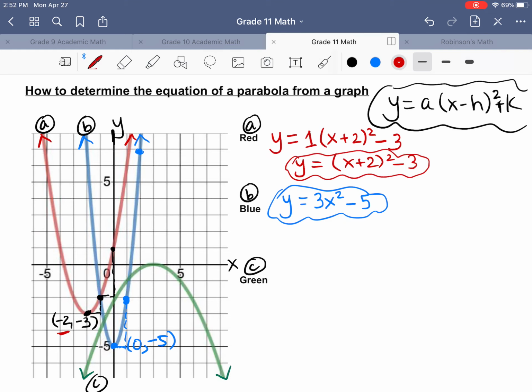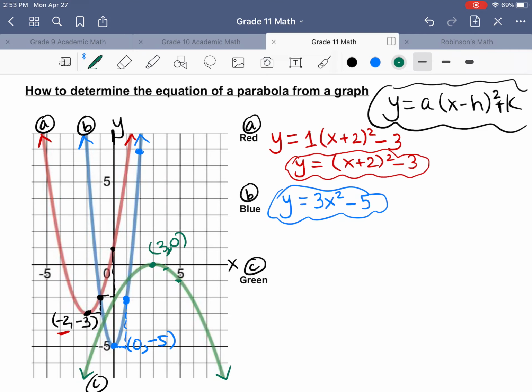Okay, lastly, let's look at the green one. We're going to identify the vertex, which is at (3, 0). And then we're going to try and figure out the step for this one. This one looks a little bit harder because it's going to be hard to read. If we go over 1 and then we try and go down, it's hard to read exactly where we are right here. So let's try going over 2. If we go over 2, then we're going down 1, and we're right here.